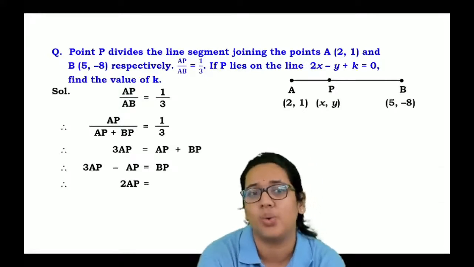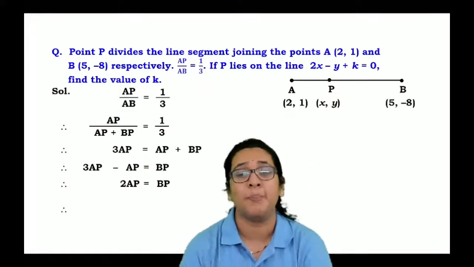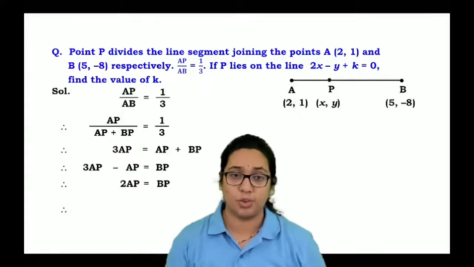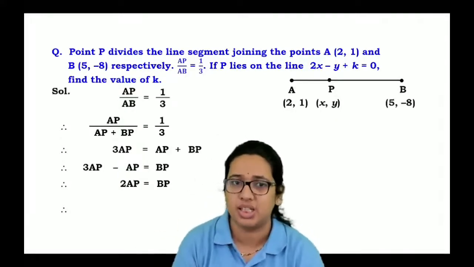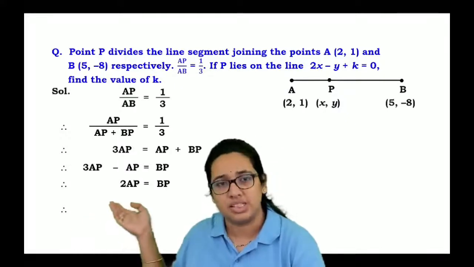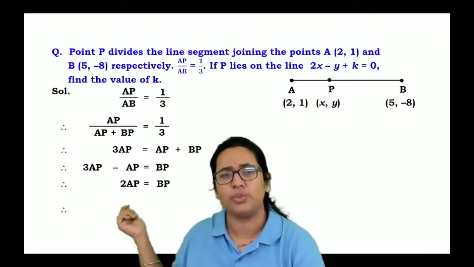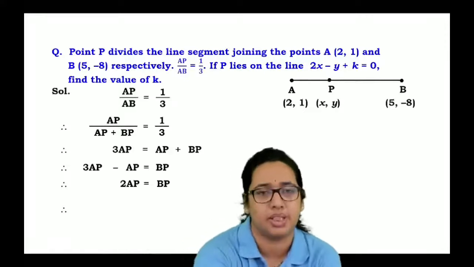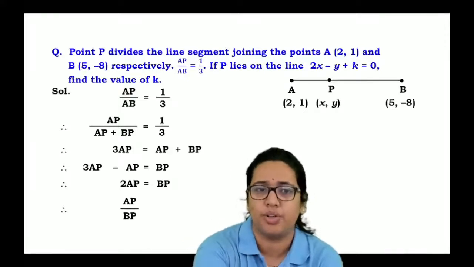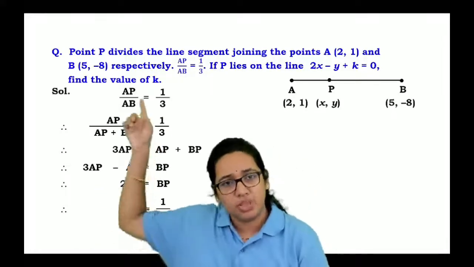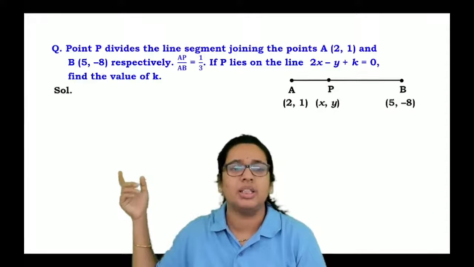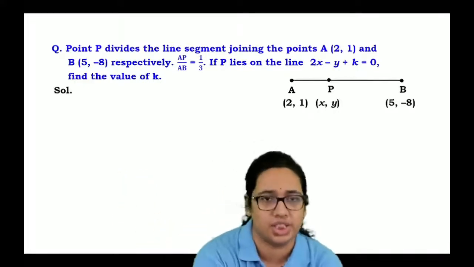Hence we can write twice AP is equal to BP. But whenever you have to use the section formula, you should get the answer as A as to B, M as to N. Hence we'll just consider the ratio of AP as to B. Therefore, the ratio of AP as to B, which is nothing but AP upon BP, is given as 1 half. Whatever you wrote after the cross multiplication, we just change those values.